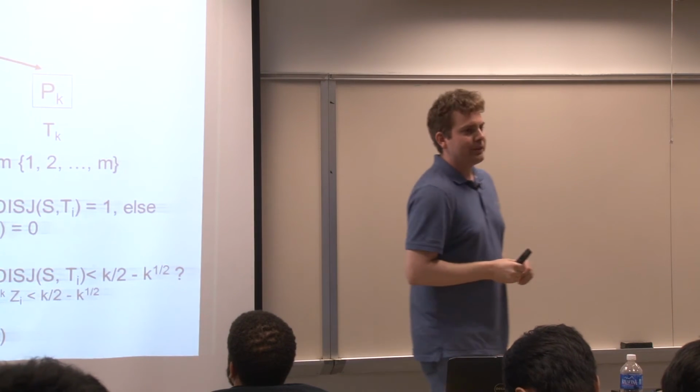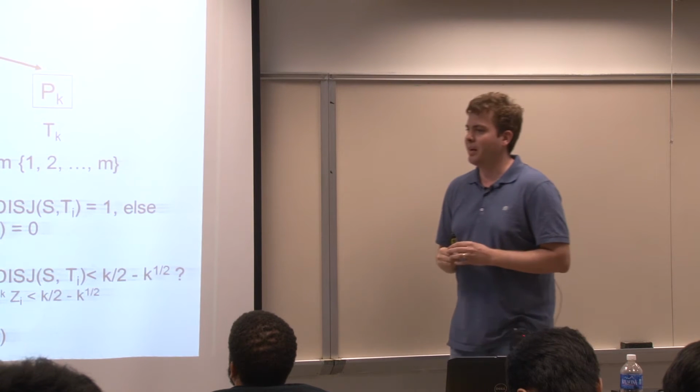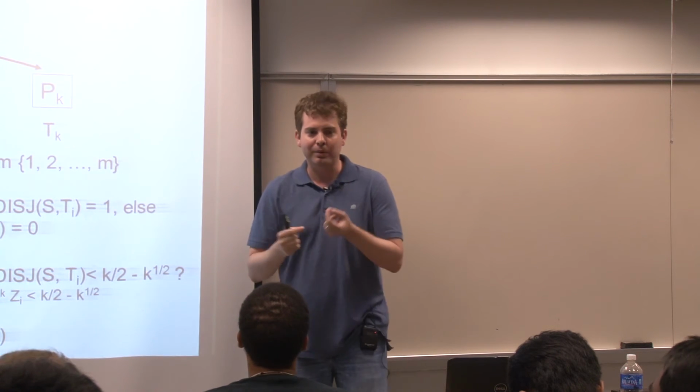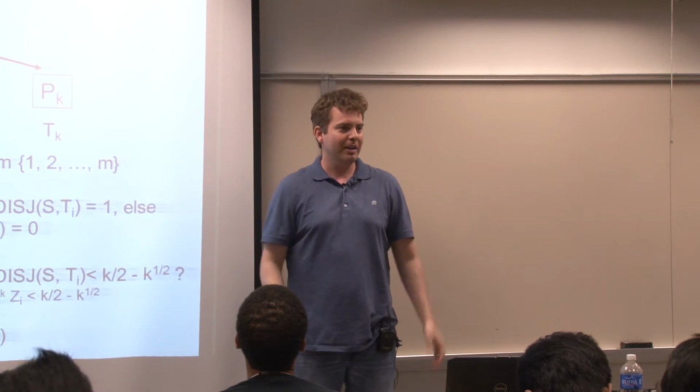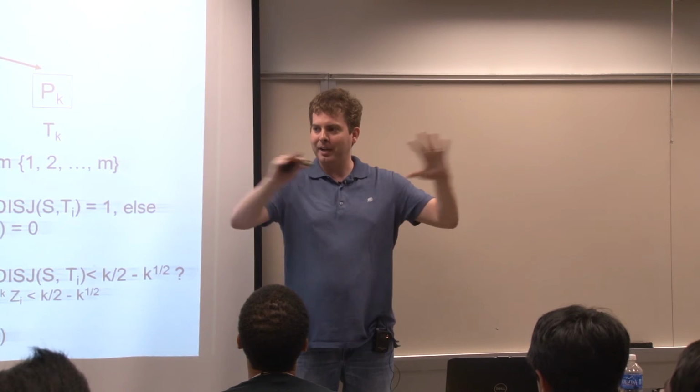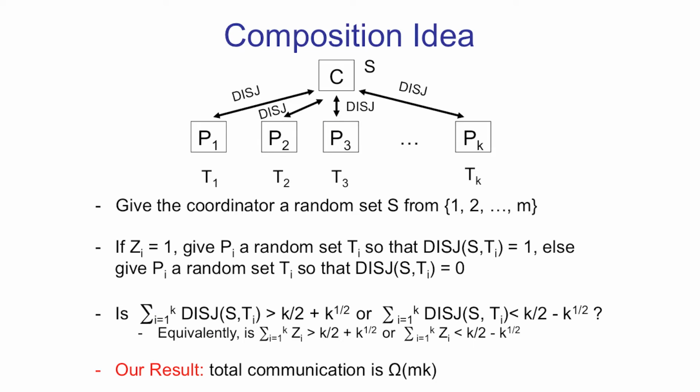And I should note that this really uses the fact that we're in this number in hand model. If we were in some other model where you could just post onto a blackboard or a broadcast channel that everyone could see, then the coordinator just needs to post his set S, and everyone could figure out if it intersects or not. So you'd only have m communication. But here, we get m times k.